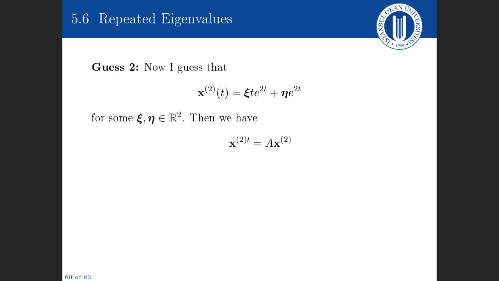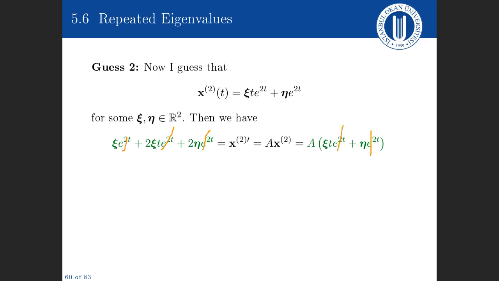The derivative of this function is going to be xi e to the power 2t plus 2 xi t e to the power 2t plus 2 eta e to the power 2t. And we want this to be equal to A multiplied by x2. We want this to be equal to A xi t e to the power 2t plus eta e to the power 2t. Now, as before, I'm going to cancel out all of the e to the power 2t terms.